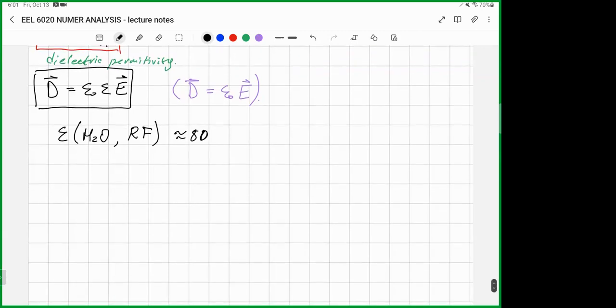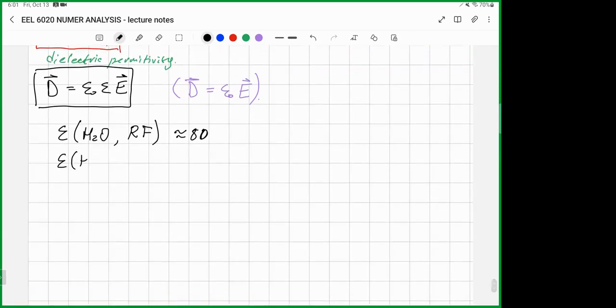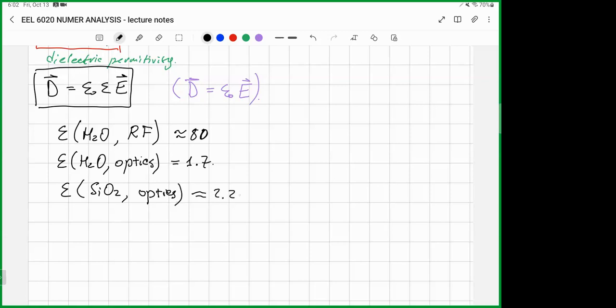Okay. At the same time, if you measure the dielectric permittivity epsilon of water in optics, it's going to be something around 1.7. So you see how strongly this permittivity depends on the frequency. And for example, epsilon of silicon dioxide, which is just glass, also in optics, is around 2.25.